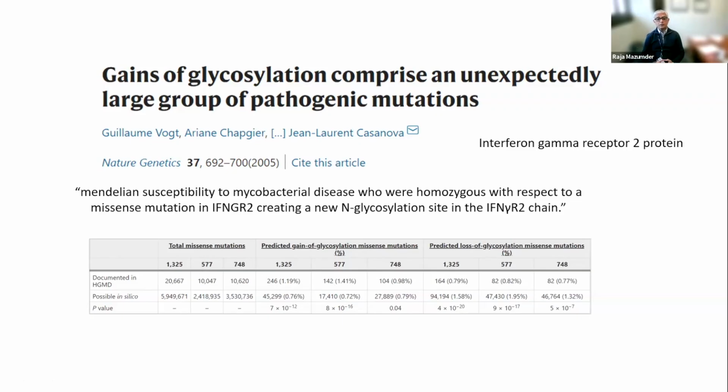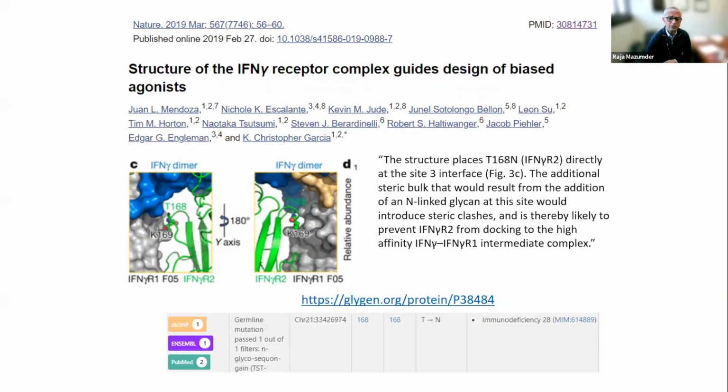So what it's trying to say is that when we go to dbSNP or the GWAS catalog and other places, you will find a lot of polymorphisms and mutations, and many of them could result in loss of glycosylation or gain of glycosylation.